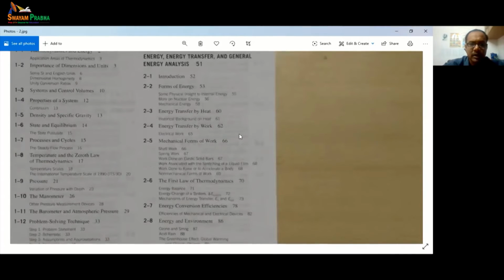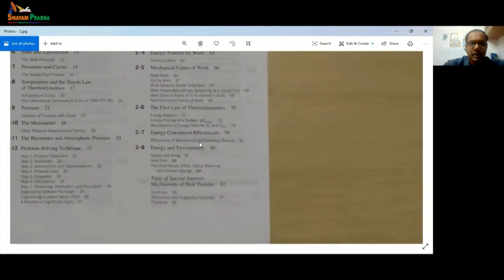Please follow the mouse that is moving here, because that's how I'll be pointing to the portion where you need to put your attention. Here we'll see the energy transfer through heat, energy transfer through work, what the mechanical forms of energy are, and then the energy conversion efficiencies.